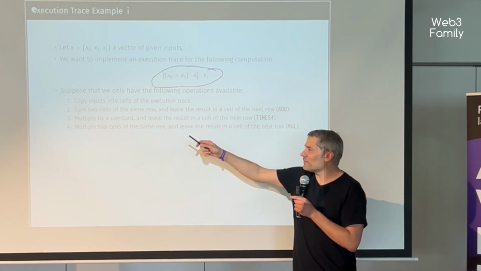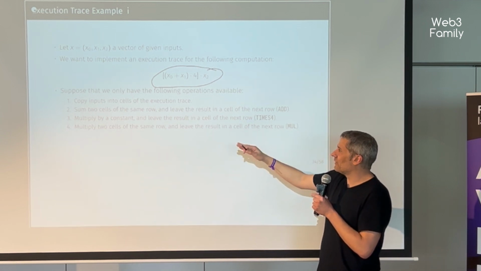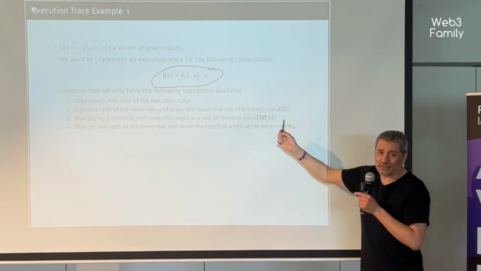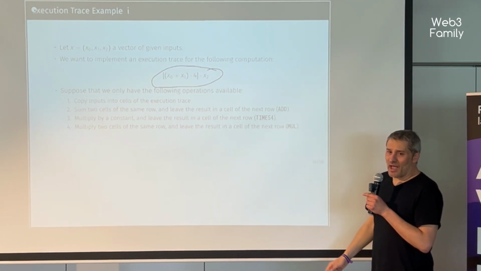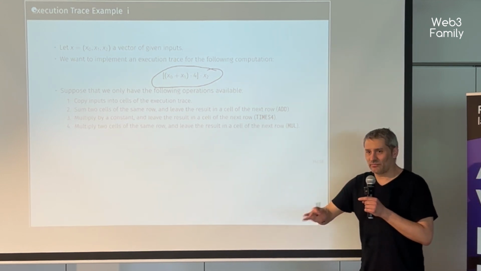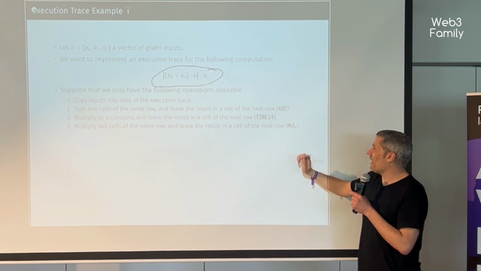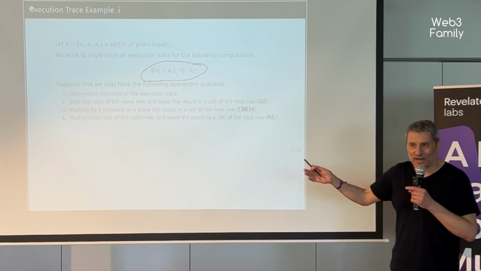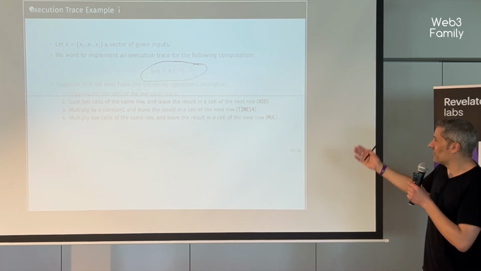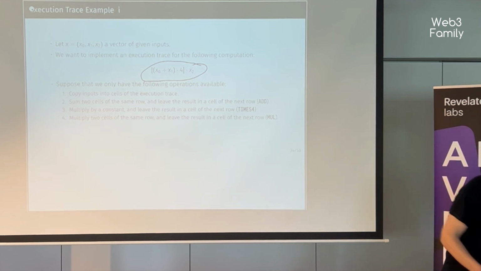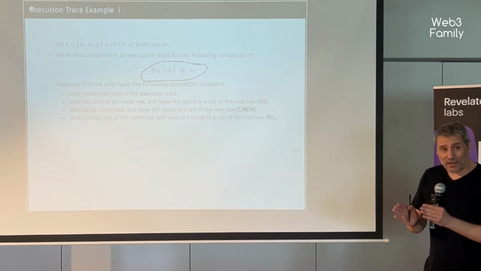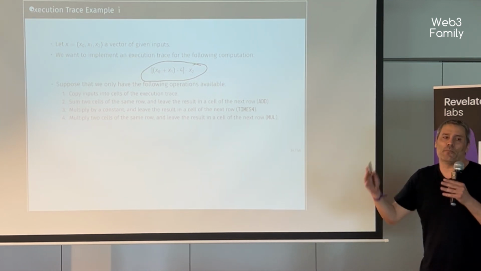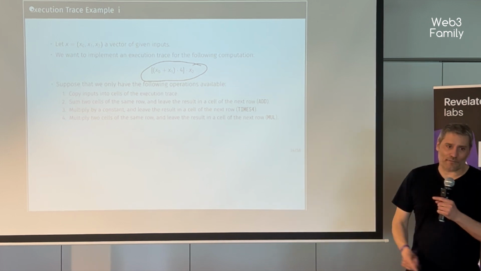One instruction allows me to copy the inputs to cells in the execution trace. Another instruction allows me to add 2 cells in the matrix. Another allows me to multiply by 4, nothing else, only by 4. And then another one allows me to multiply 2 cells of the execution trace. These are my 4 instructions, and I have to do my computation with these 4 instructions. And this is, in fact, what happens with us. We have a limited set of instructions, and we have to prove the complex computations that are built with this set of instructions.